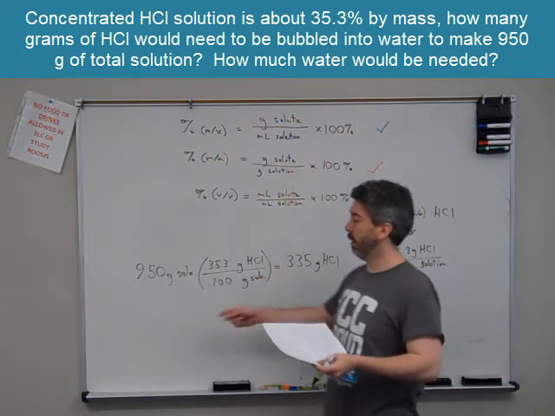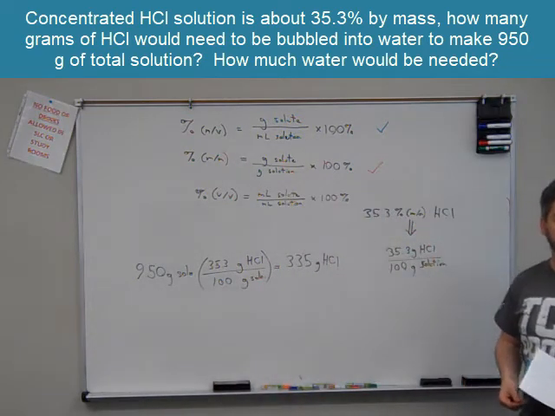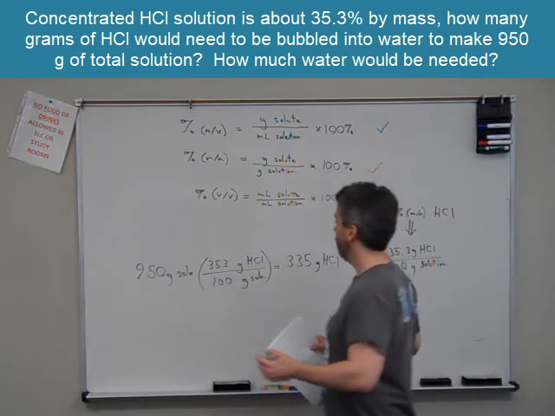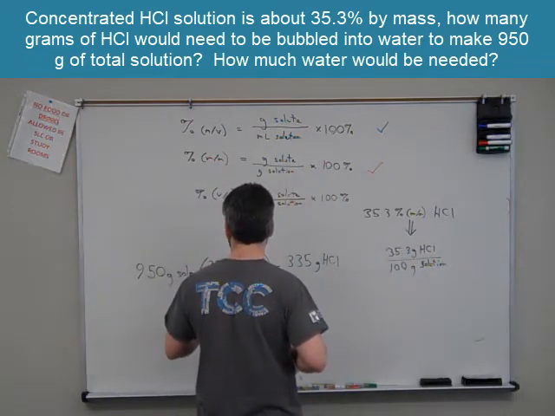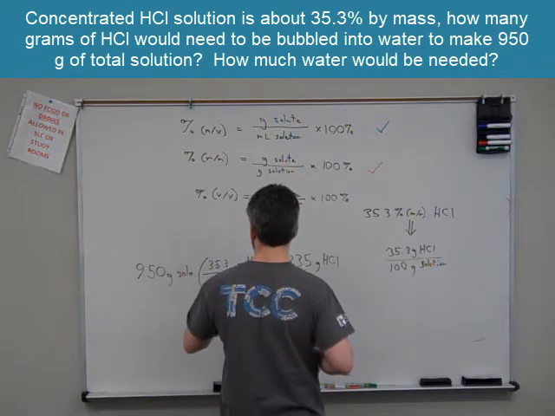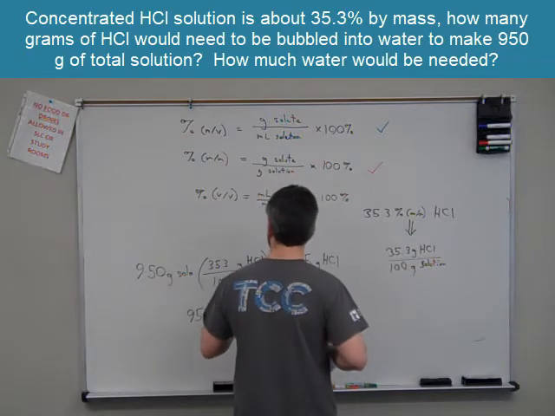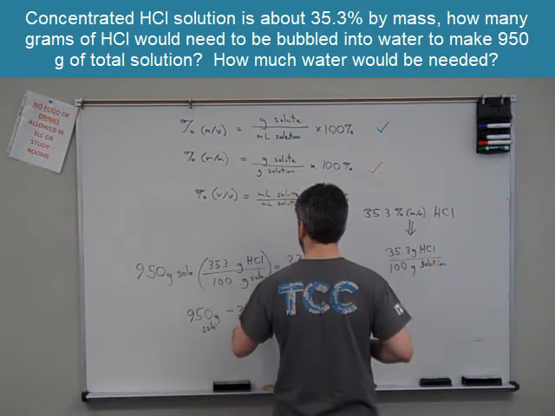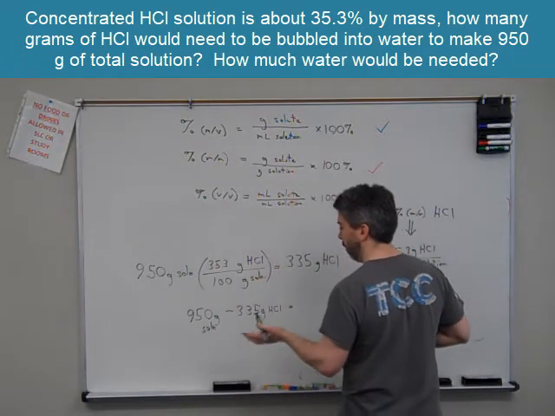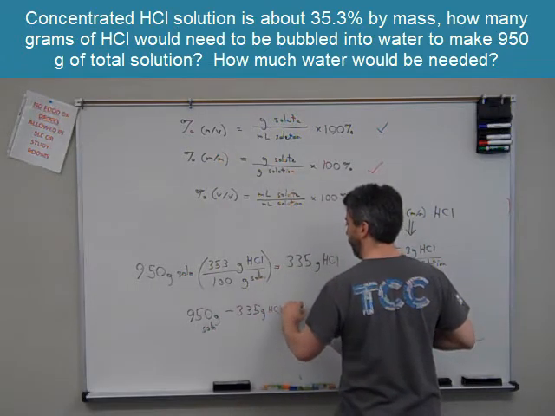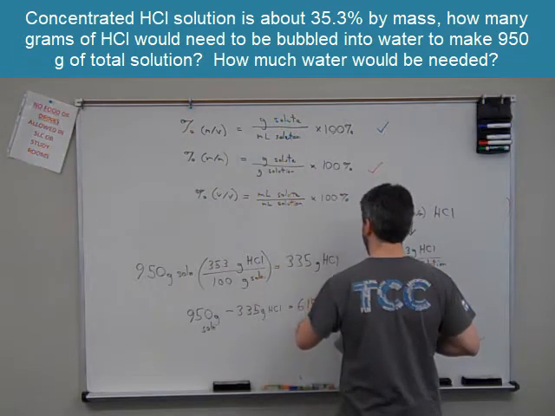So remember, we're making a 950 gram solution. I would take my 950 grams of solution and subtract my 335 grams of solute HCl, and that's going to give me my grams of solvent, which in this case is 615 grams of solvent, or water.